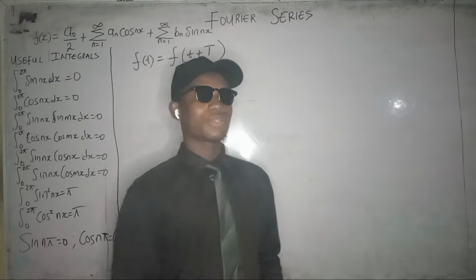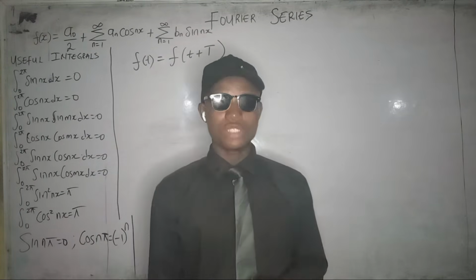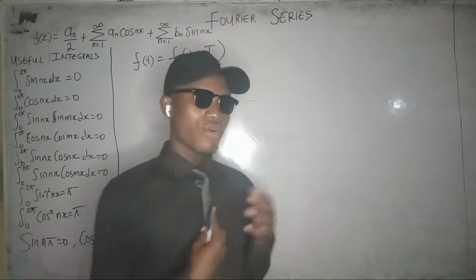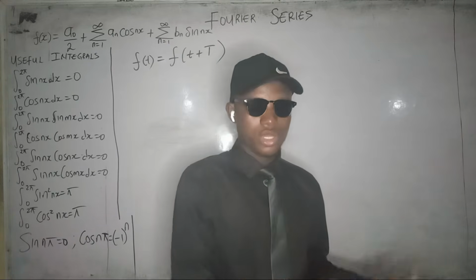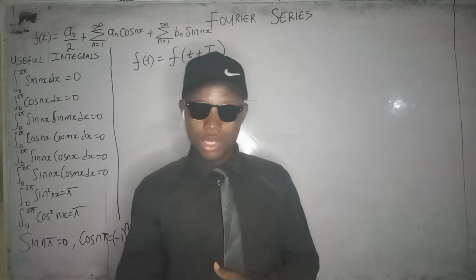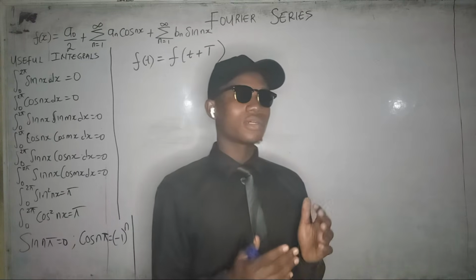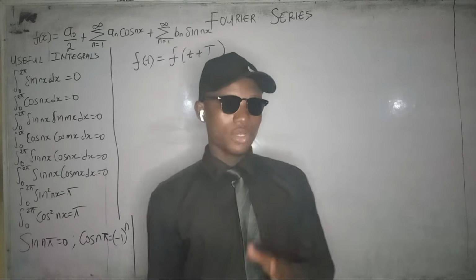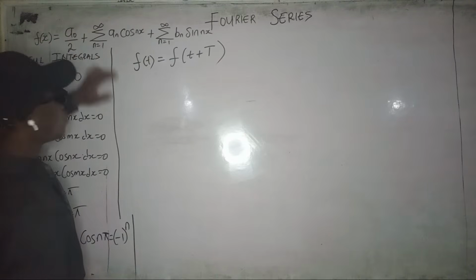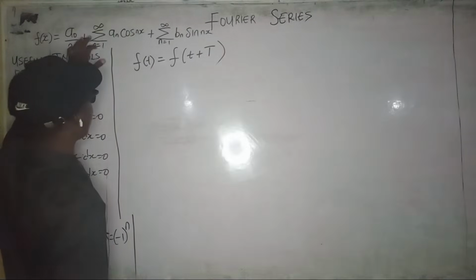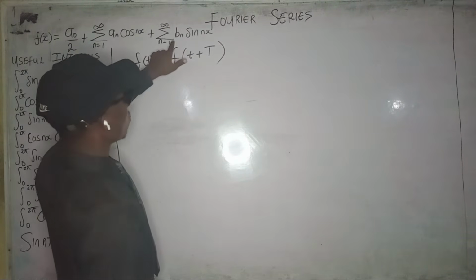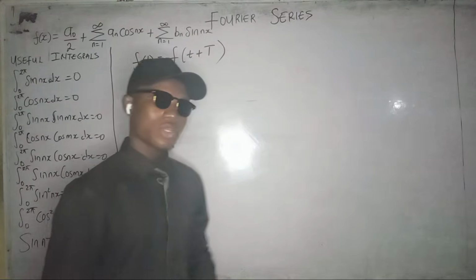Now, why am I mentioning periodic functions? The reason is that in Fourier series, what we are trying to do is express a function in terms of cos and sine. That is, we are trying to express a function, let's say a function x or a function 2x squared, in terms of cos and sine. And the form of expression of a periodic function is f of x equals a naught over 2 plus the summation from n equals 1 to infinity of a of n cos nx plus the summation of b of n sin nx.